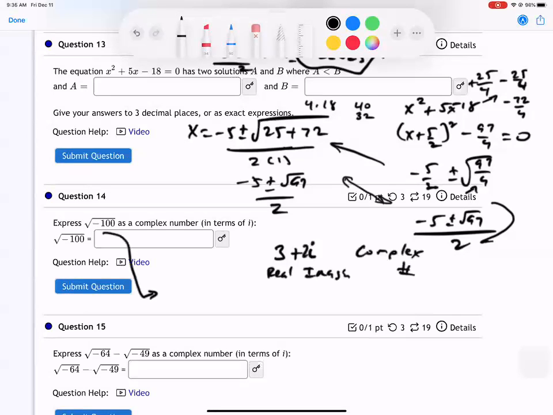So the square root of a negative, we can't. So we take out the imaginary first, and then we can take the square root of 100, which is 10i. Write the constant in the front and the variable in the back.